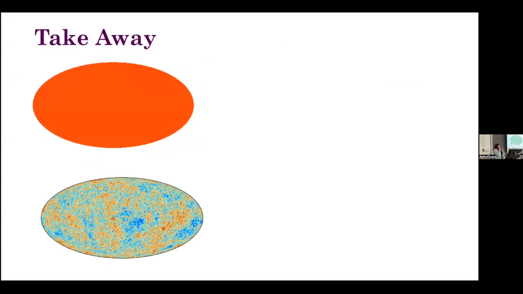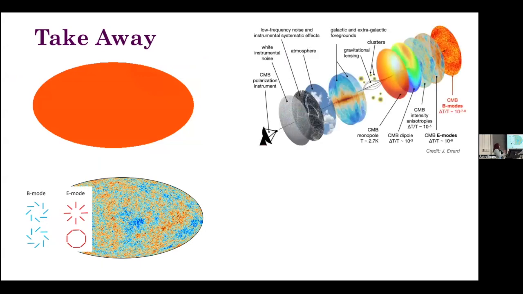Okay. So the takeaway for this talk is that we can measure this baby picture of the universe that is extremely uniform up to these super tiny changes in temperature. We can also measure the polarization of this light and those tiny changes too. We have to account for a lot of things along the way, like gravitational lensing and galaxies and the atmosphere and things like that.